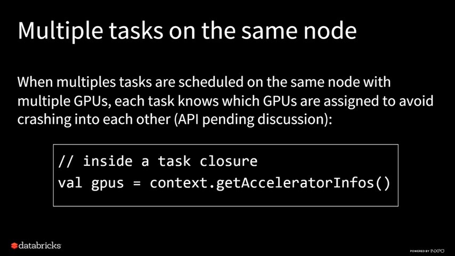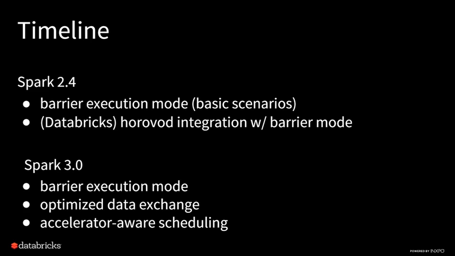So with this, you can actually handle multiple accelerators on the same node. Maybe there are 4 GPUs on a single node, and each task knows which GPU it got assigned to. So the task only uses those 2 GPUs, and the tasks on the same node won't step across into each other. That's the purpose of accelerator-aware job scheduling.